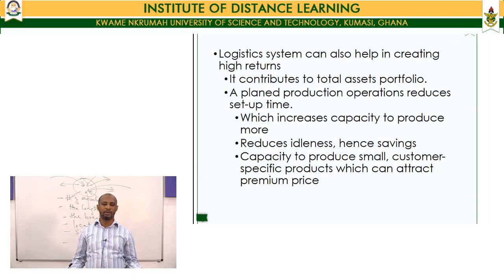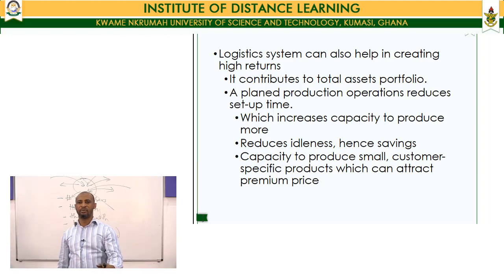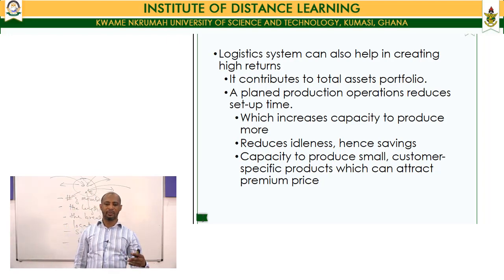Logistics systems can also help in creating high returns, because don't forget, they contribute to the total asset portfolio. You need equipment here, you need a warehouse. In the warehouse, you need some storage material, some equipment, and so on. So as you put all this together, your asset portfolio also increases. A planned production operation reduces setup time, because when you plan the production setup, you are able to set it up faster. It reduces idleness, and then it enhances the capacity to produce more customer-specific products that attract premium price.